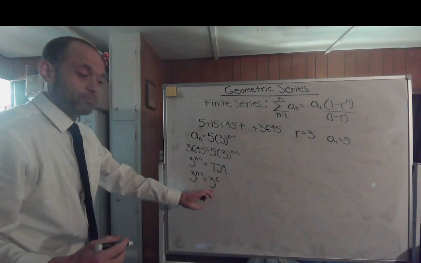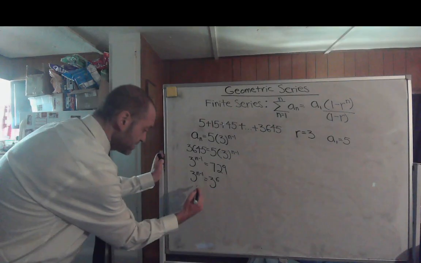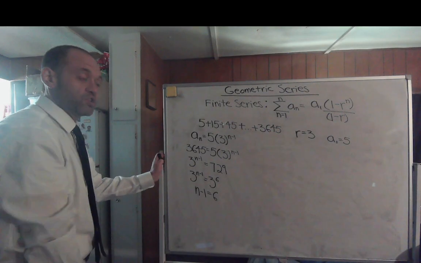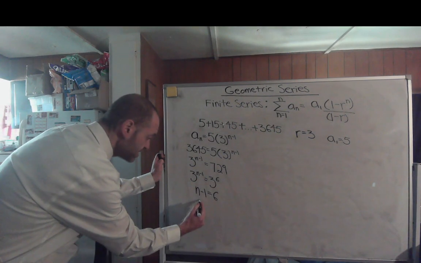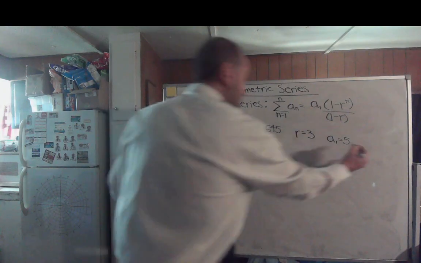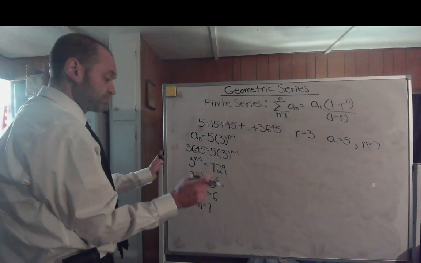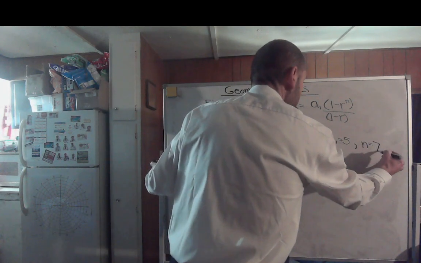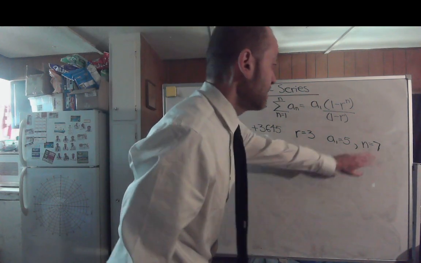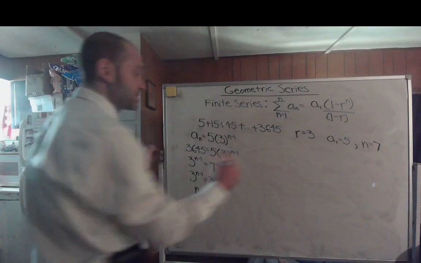Since we have the same base, we can actually go ahead now and just set the n minus 1 equal to 6. This will save us from having to use a logarithm, which I don't think anyone wants to have to use. That means there are 7 terms. We know that. There are 7 terms in this particular series. Now that we know the common ratio, the first term, and the number of terms in the series, we can solve for this finite series.